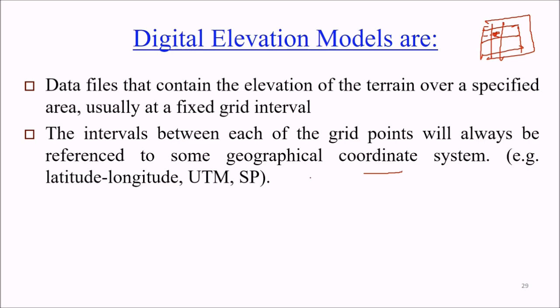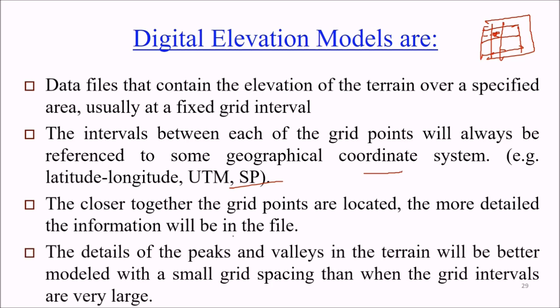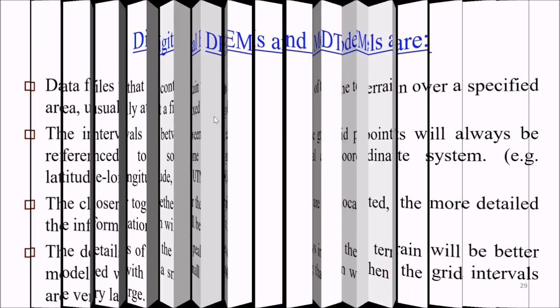The intervals between each of the grid points will always be referenced to some geographical coordinate system, may it be latitude, longitude, that is the spherical version, your GCS, geographical coordinate system, or your UTM, planar system, or your state plane system. And the closer together these grid values are located, the more detailed information of the height variation you will be able to find out. And the detail of the peaks and valleys in the terrain will be better modeled with a small grid spacing than when the grid spacing or intervals are very high.